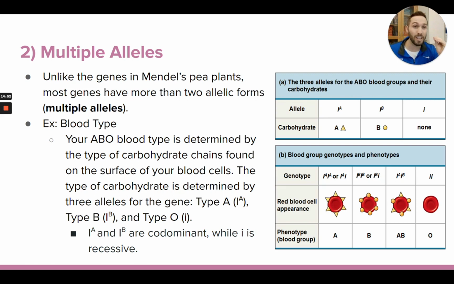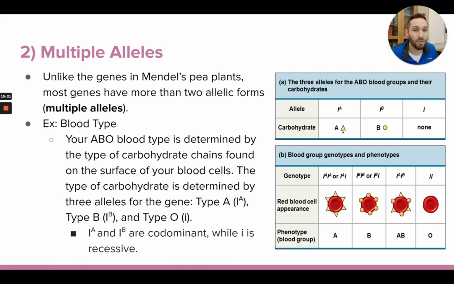And there's a single gene on a human chromosome that controls what ABO blood type you have. And you have two alleles, right? You have two alleles for blood type. One your mom gave you, one your dad gave you. That's true. But what's different for blood type is there's three alleles that exist. There's an allele that codes for having type A blood. There's an allele that codes for having type B blood. And there's an allele that codes for having type O blood.